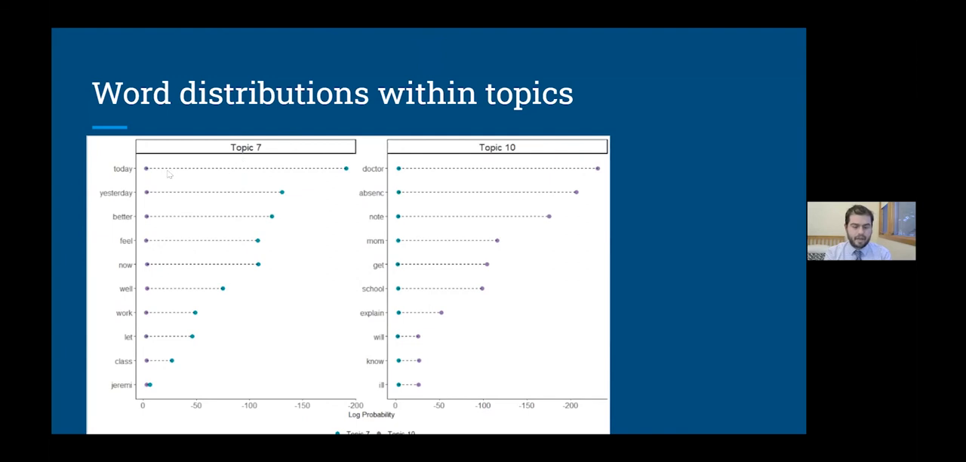For topic seven, the words today, yesterday, better, feel are very likely to occur within that topic. While for topic 10, doctor, absence, note, mom are more likely to appear. So this gives us some sense of what is actually going on in that topic.